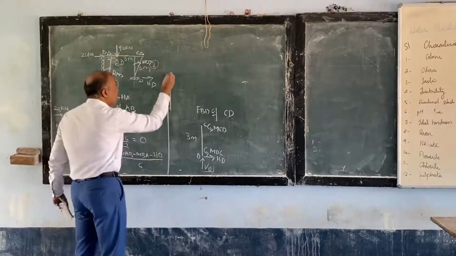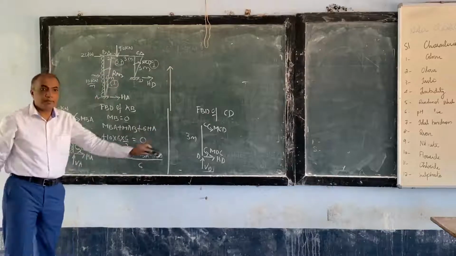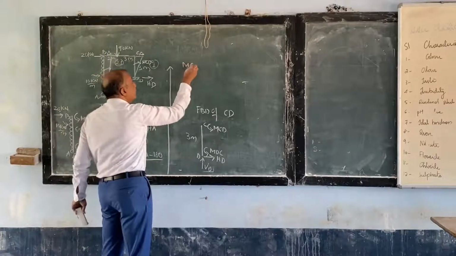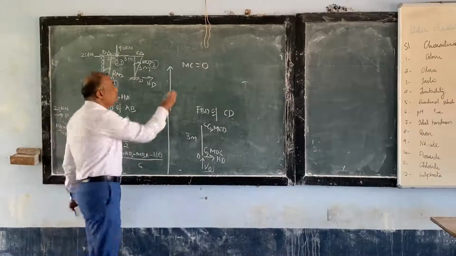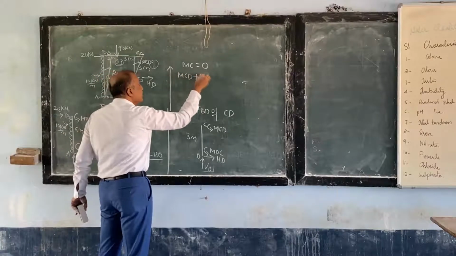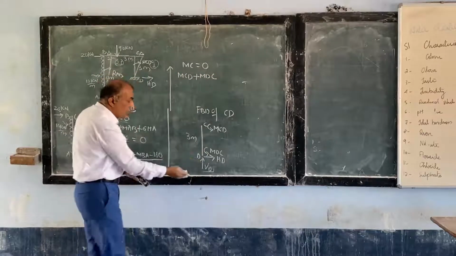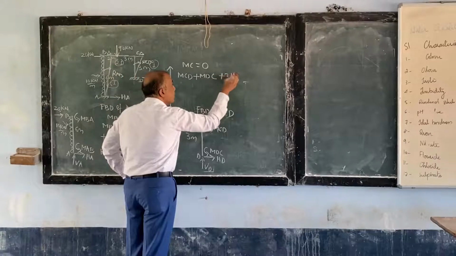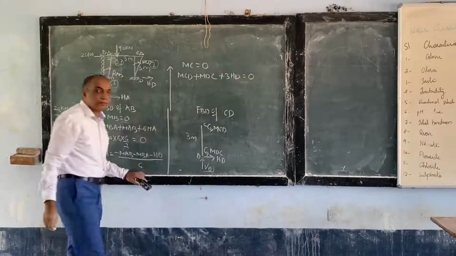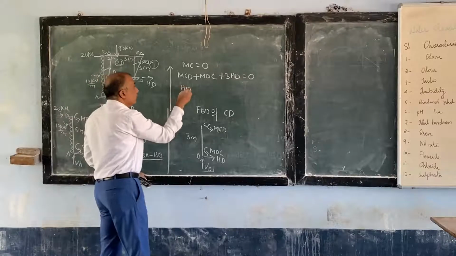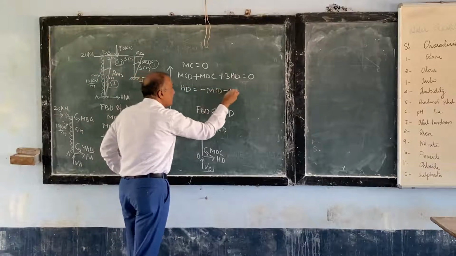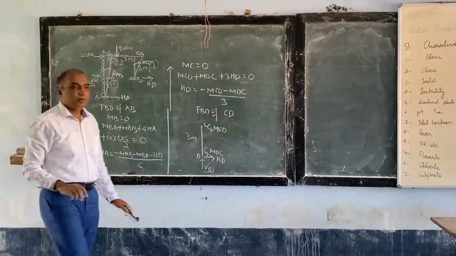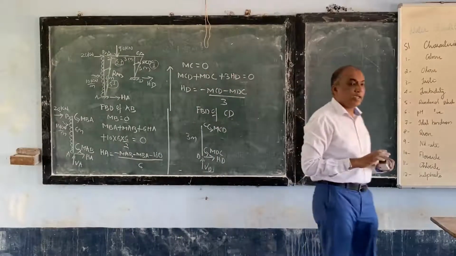I will continue writing here because I don't have space there. Again I should get an expression for HD, so take moment about C equal to 0. MCD plus MDC, anti-clockwise. Moment due to VD is 0. The moment due to HD is again anti-clockwise, plus HD into 3, or plus 3 HD equal to 0. That's all. So HD will be equal to minus MCD minus MDC by 3.